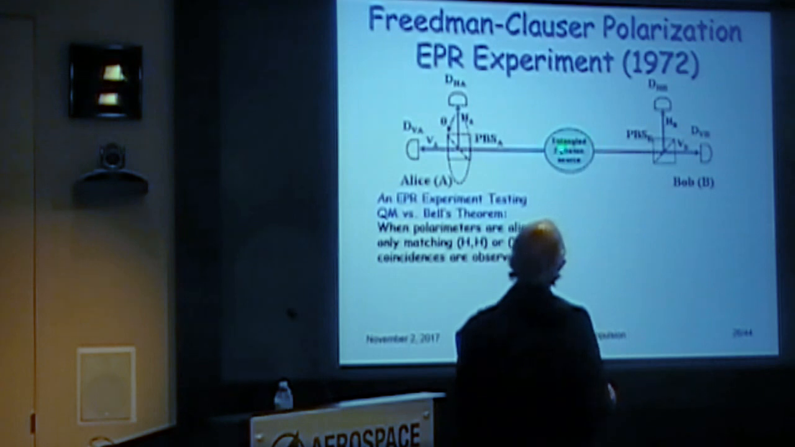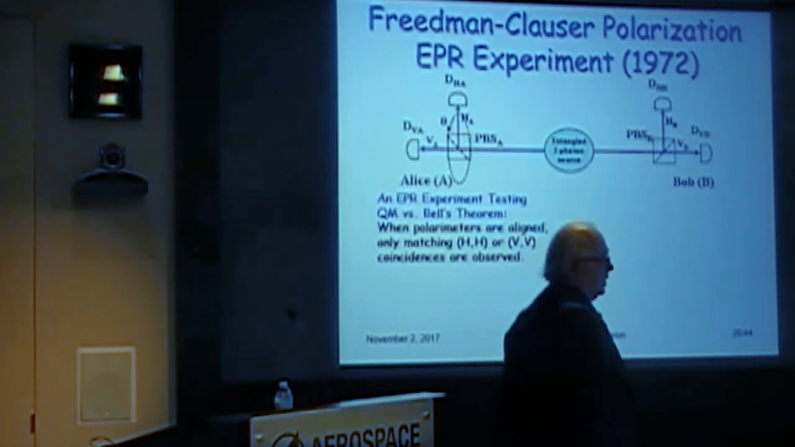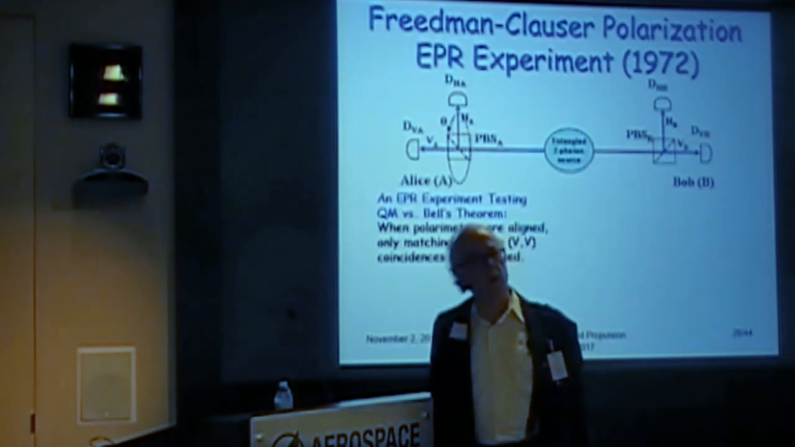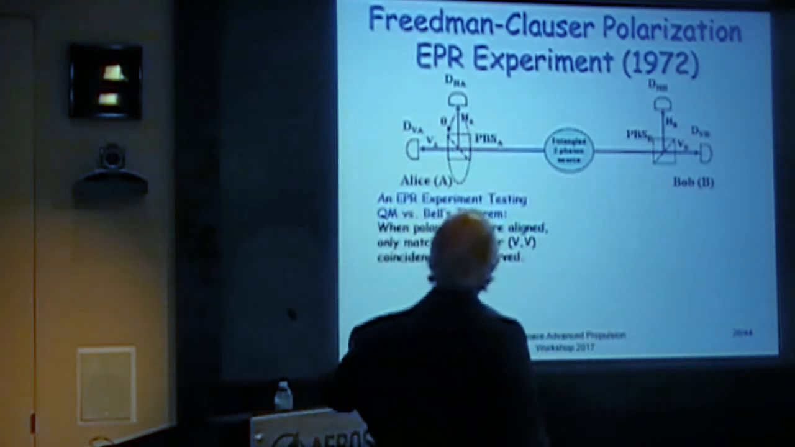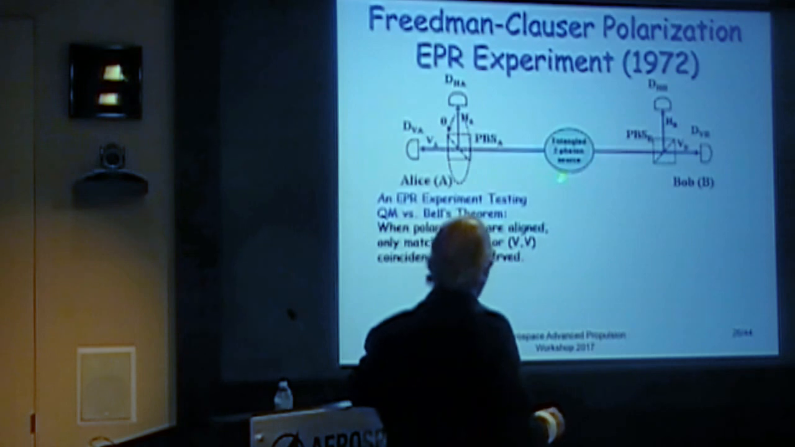Basically, you have an entangled two-photon source. This is not exactly the way they did it, because they were dealing with very primitive equipment and their polarizers were giving them trouble. But anyway, this is a sort of idealized way of doing the experiment. You have an entangled two-photon source. It sends a photon to the right and to the left.